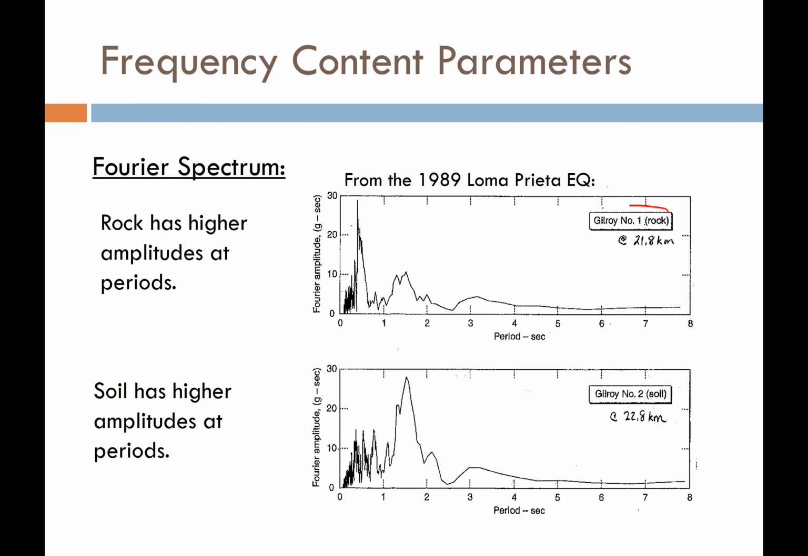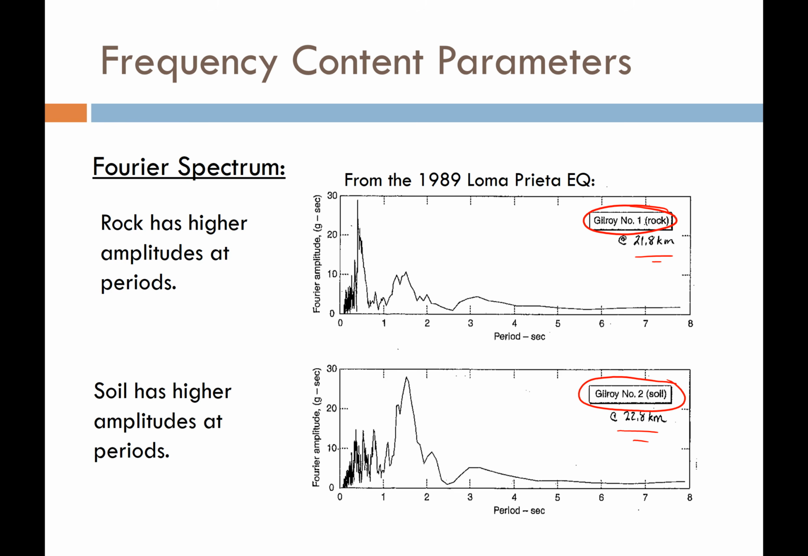Gilroy number 1 was recorded on a rock about 22 kilometers from the epicenter of the earthquake. Gilroy number 2, this ground motion was recorded on soil, so a material that is not nearly as stiff as rock, and it was recorded at a distance of about 23 kilometers from the epicenter. So the distance is about the same. But look how different these Fourier spectra are.